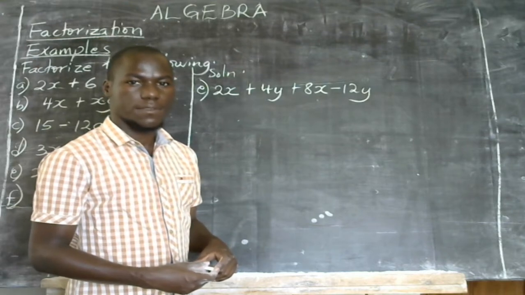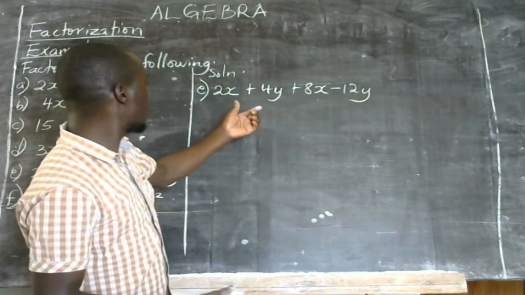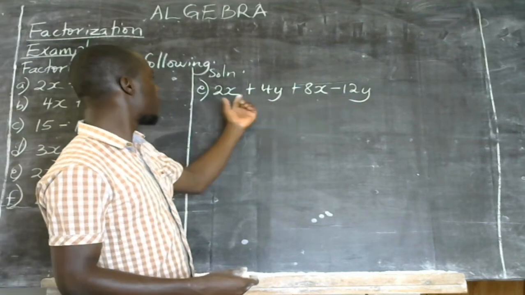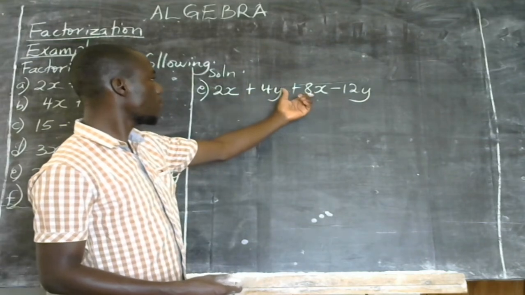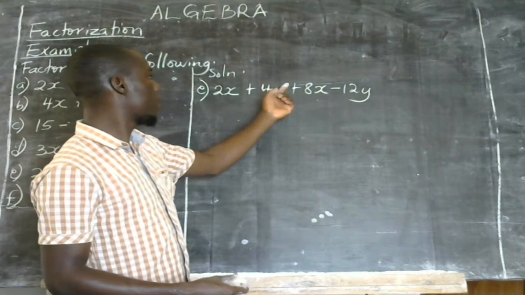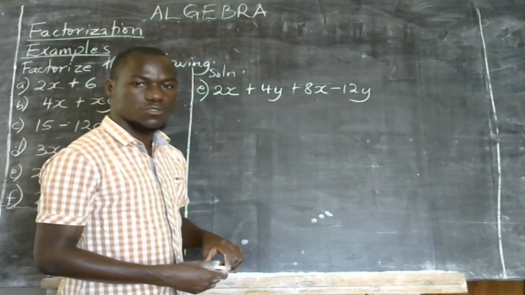Part E, I can first regroup the like terms, 2x and 8x, 4y and minus 12y.